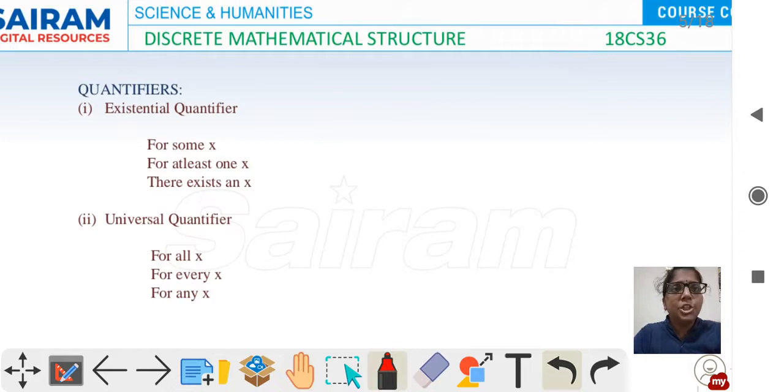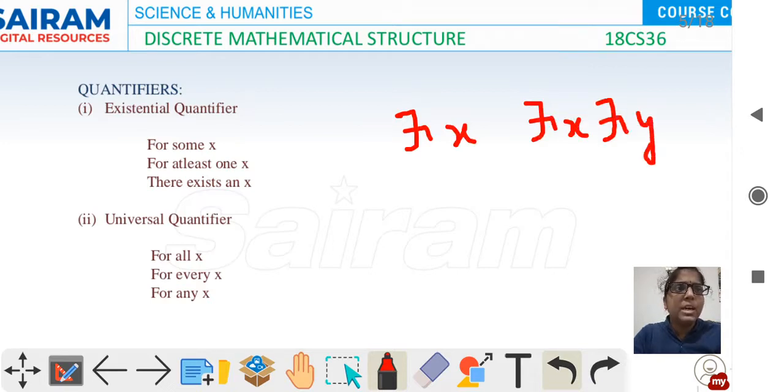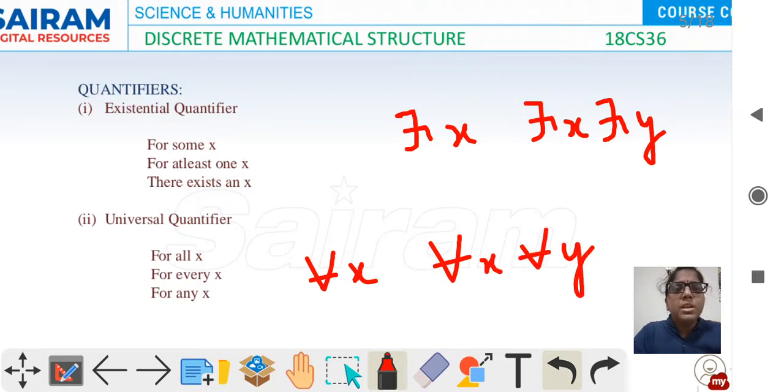What is the existential quantifier? For some x, for at least one x, there exists an x. These all mean the same. So for some x, the statement must be true. It is represented by there exists x. If there are two variables, there exists x, there exists y. The universal quantifier is: for all x, the statement must be true. For all x, for every x, for any x, all mean the same. So for all x, for all y, the statement must be true.